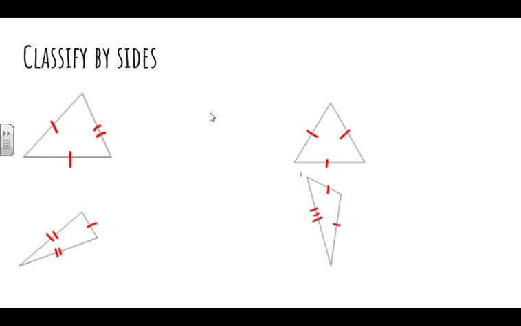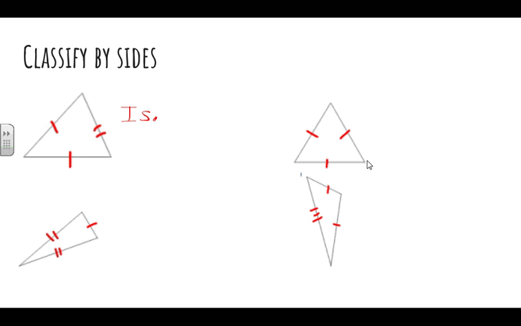naming these triangles by their sides. So looking at this triangle, we have a hash mark here that matches this hash mark here. So these two sides of this triangle both have the same hash mark, but this one does not. So that means that these two sides are the same, but this one is not. That makes this an isosceles triangle. I'm going to abbreviate. This is an isosceles triangle.